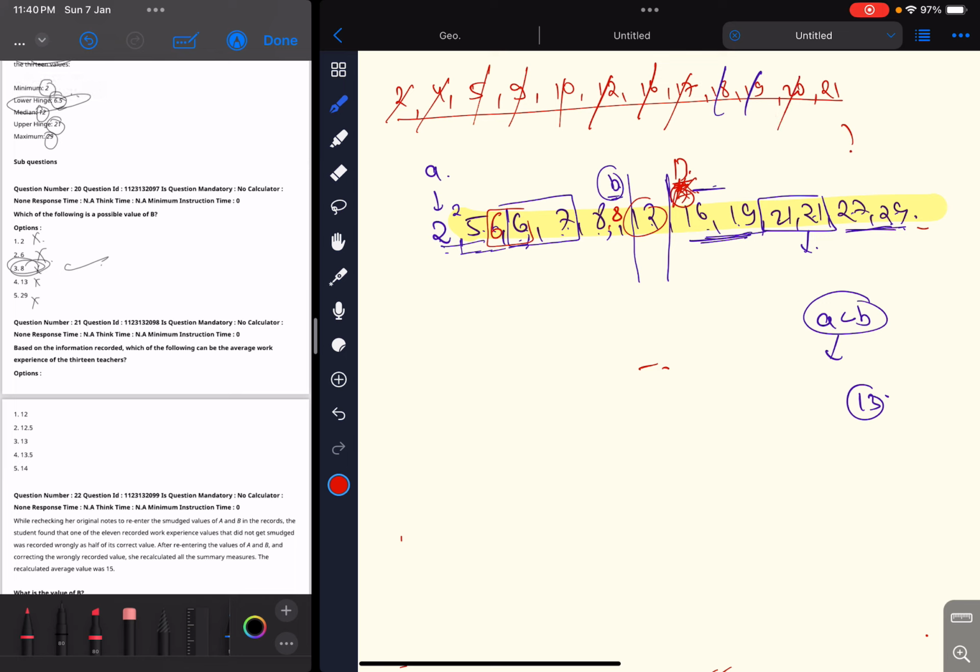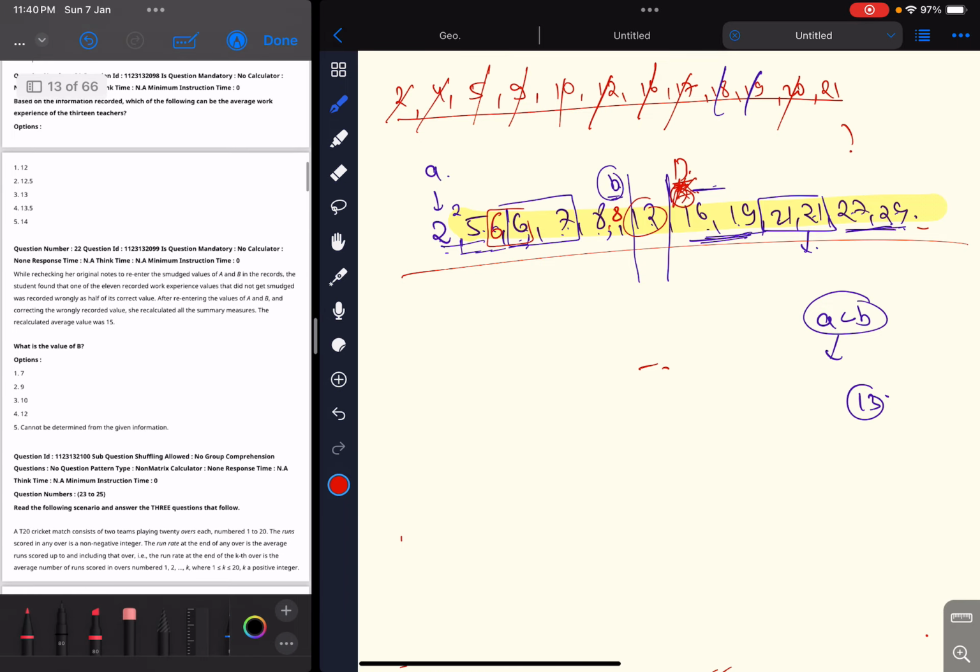Now after keeping 8, you can easily add them all and you can find the median, okay. So these are all the questions, okay.